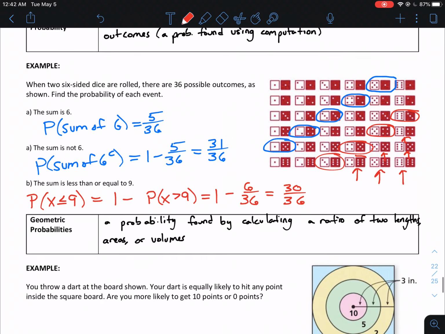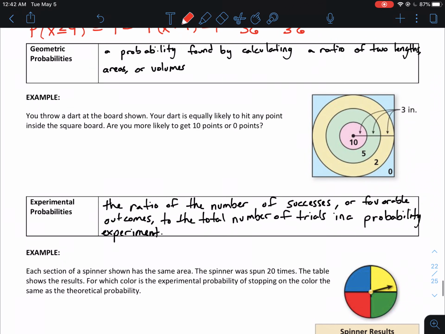Okay, the second one we're going to talk about is geometric probabilities. A probability found by calculating a ratio of two lengths, areas, or volumes is a geometric probability. We're going to focus on area. Let's imagine that you're throwing a dart at the dartboard that is shown. Your dart is equally likely to hit any point inside the square board.